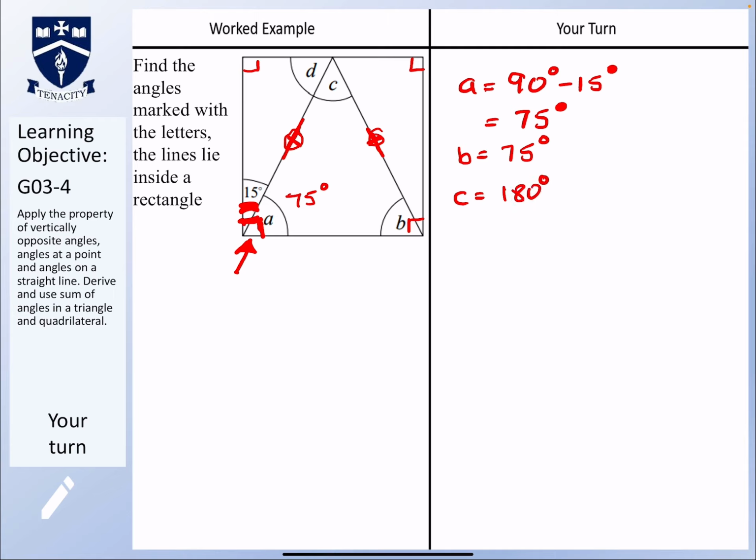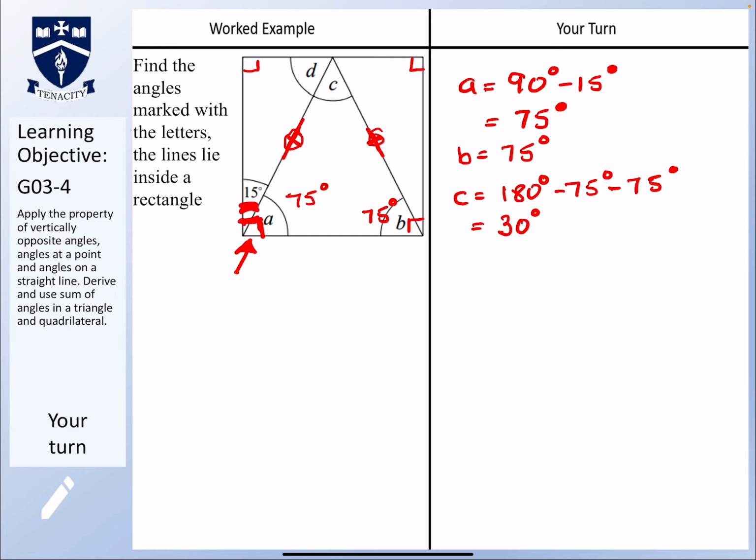I have 75 degrees for A. I haven't written it in yet, but B is also 75 degrees. So I am going to take away 75 and 75 from 180. So when I work out angle C, if I do 75 add 75 is 150, take it away from 180, angle C is 30 degrees.